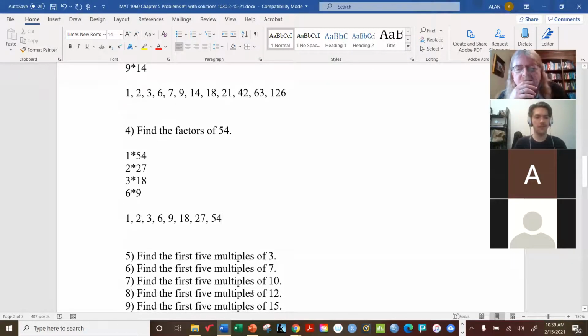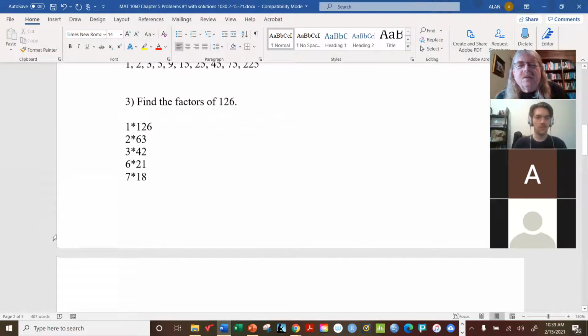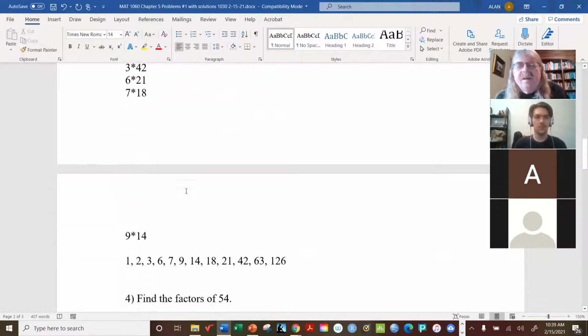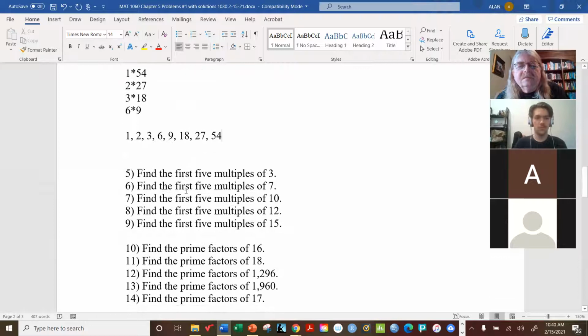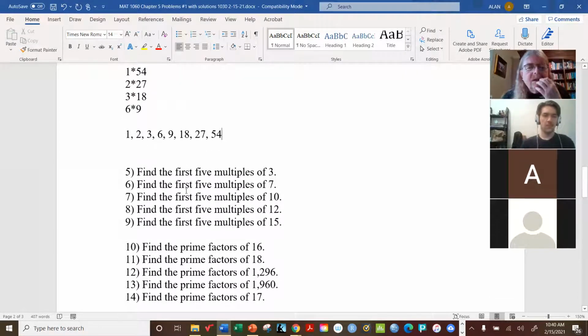So that's that. Man, it's amazing how many factors some of these numbers really have. Okay, so let's look at some multiples now.